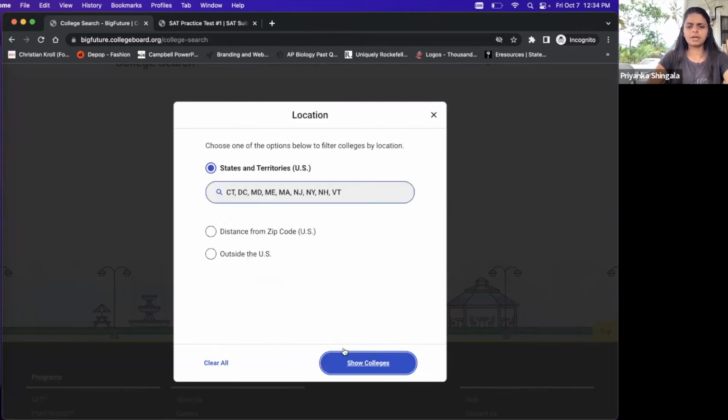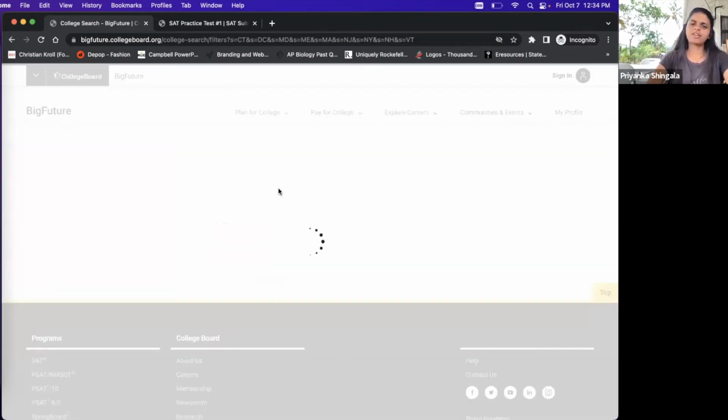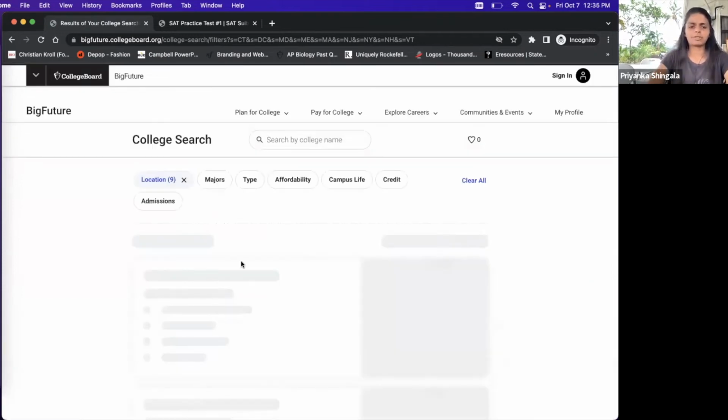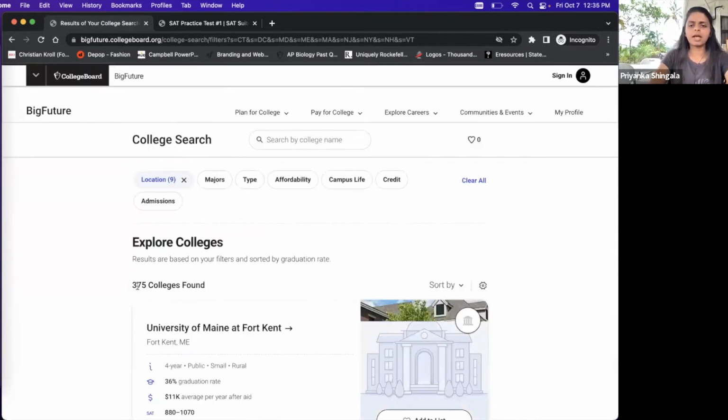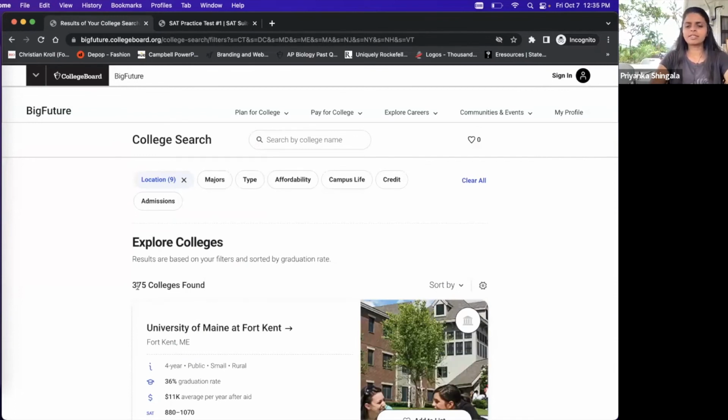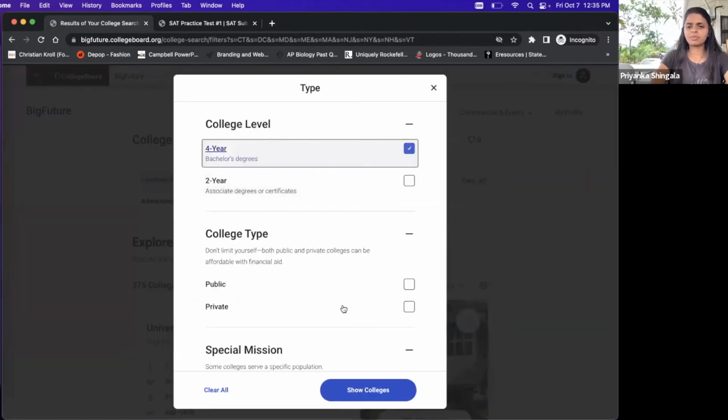Okay, continue. Show colleges. Now the other filters will pop up. So they'll have the list of colleges, and you'll have a couple thousand usually, or 100 in this case. This is a database of about 4,000. That doesn't mean they're all 4-year universities. Some are 2-year, some are international. So you can go ahead and pick your 4-year.